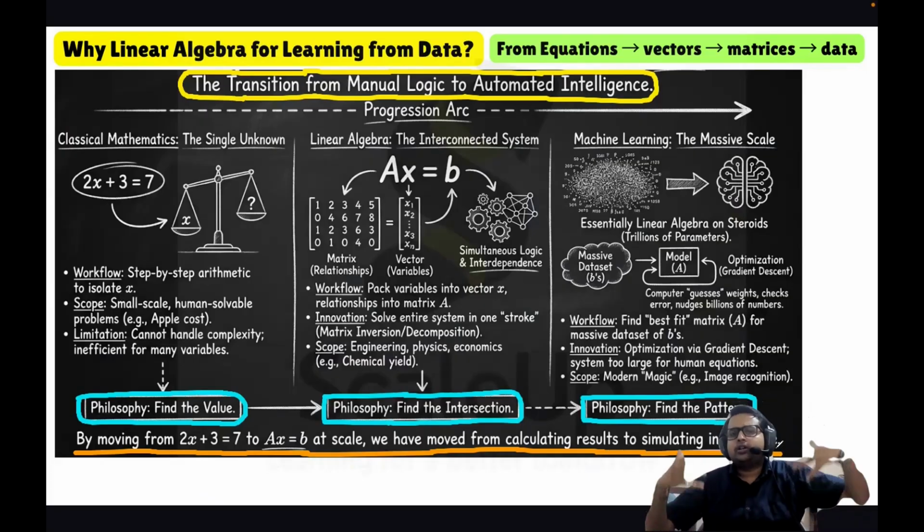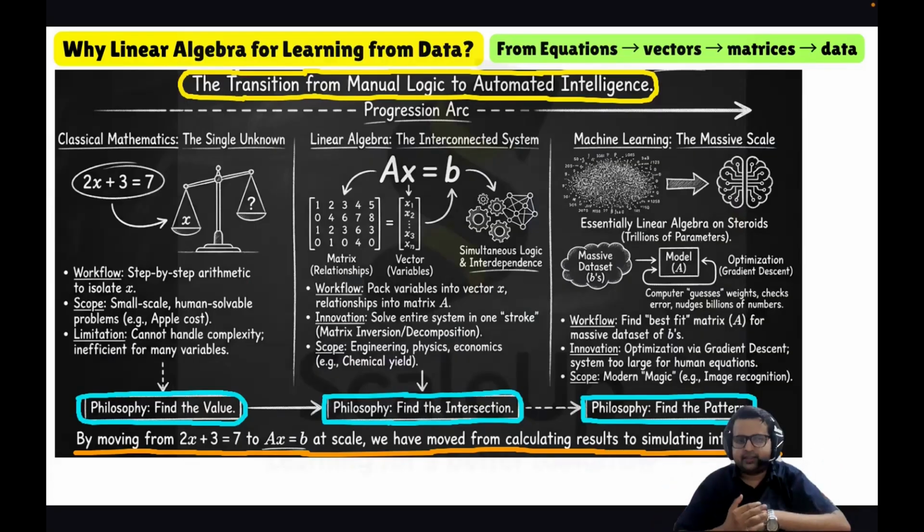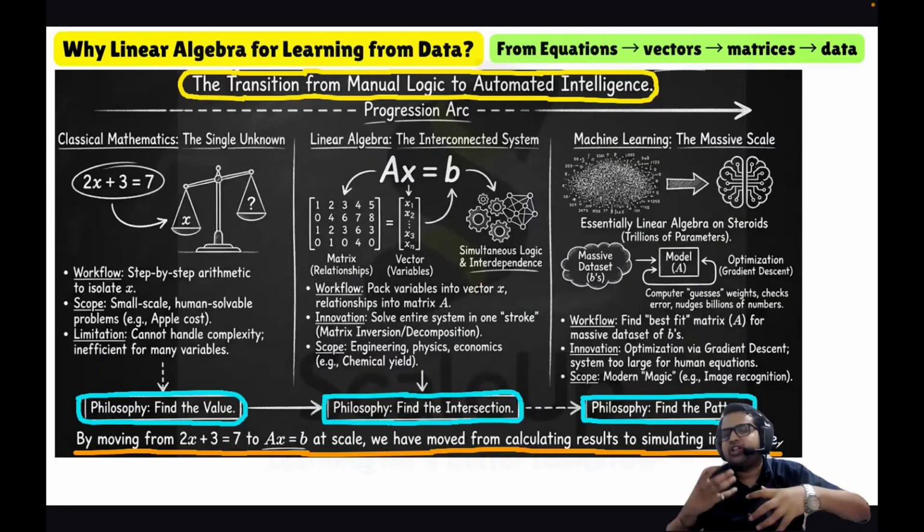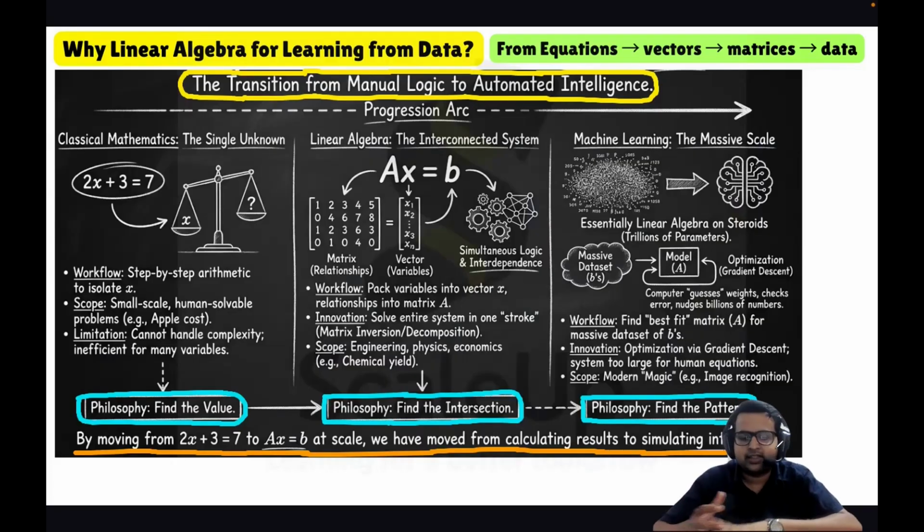So in the modern world, linear algebra is about simulating intelligence, wherein we are dealing with equations like Ax equals b, wherein b is a massive data set and A is a massive relationship matrix, which the machine learning algorithms are learning, finding using some sort of optimization technique like gradient descent. That is what automated intelligence is about. That is what simulating intelligence is about.